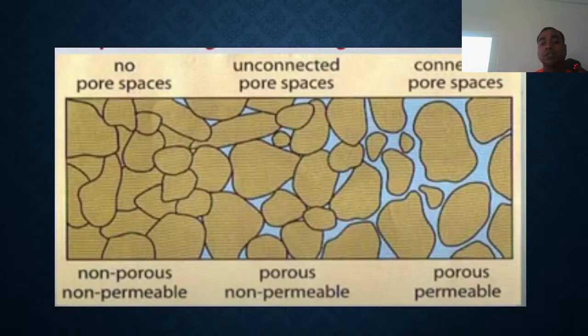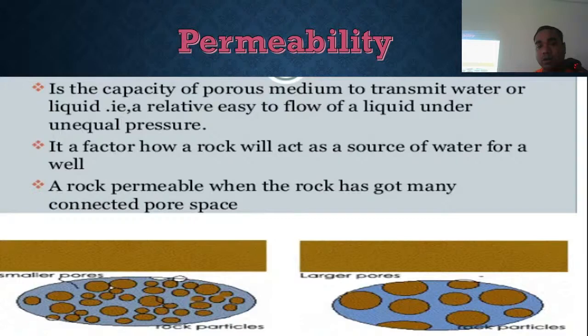That's in water. Permeability is the capacity of a porous medium to transmit water or liquid. It is a factor of how a rock will act as a source of water for a well. A rock has porosity when it has many connected pore spaces.